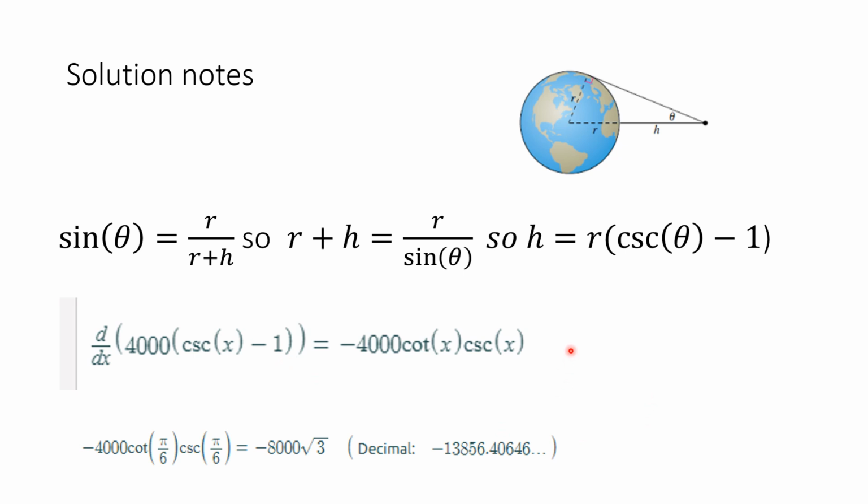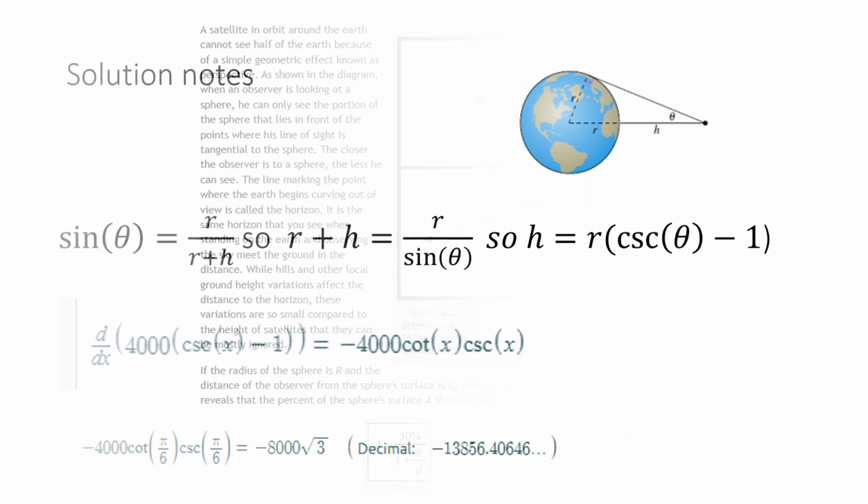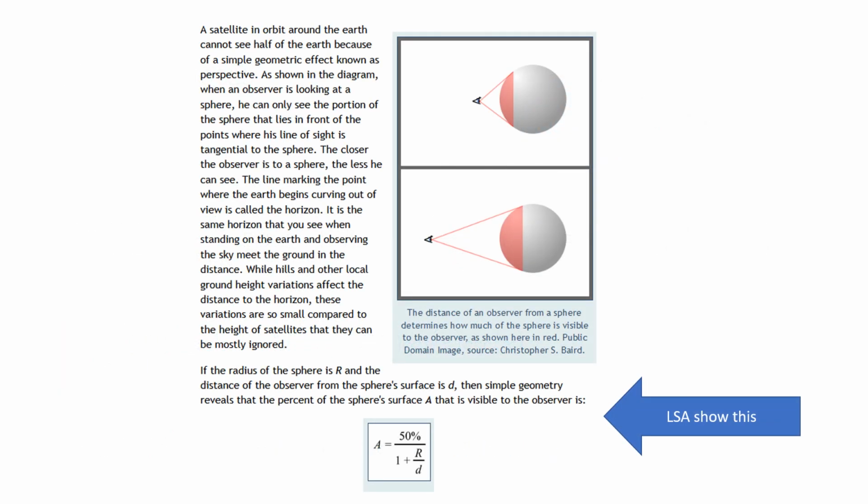Now we took the derivative in class and we found the value of the derivative. Now a satellite in orbit around the Earth can't see the whole Earth because of the perspective. You can see here that you can only see the portion of the sphere that lies in front of the point where its line is tangent to the sphere. The closer you are to the sphere, the less you can see, and the line marking the point where the Earth begins curving out is called the horizon.